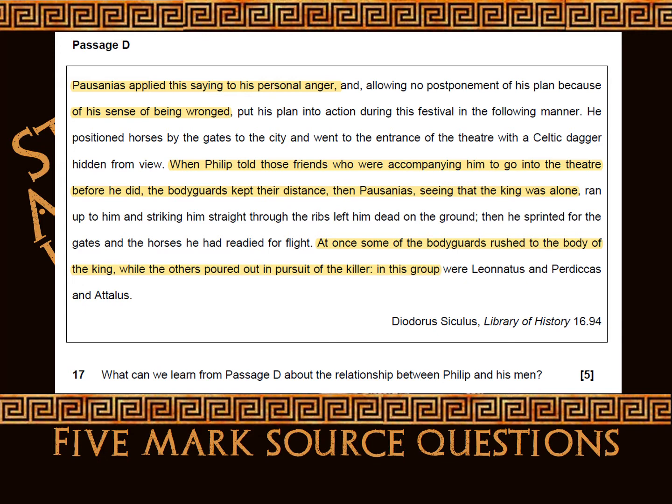So again, we can pick up from that there's some kind of fondness or a good relationship between at least some of his men. Obviously not all of them, because one of them has just killed him.